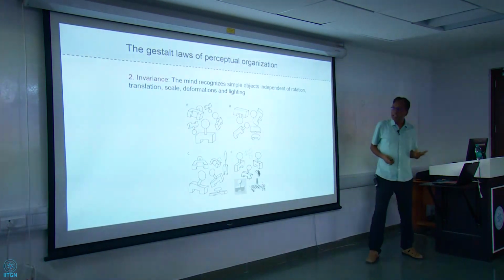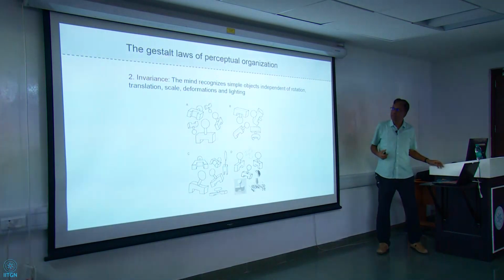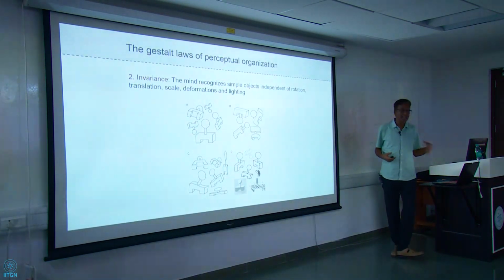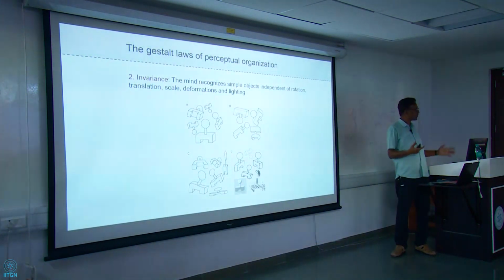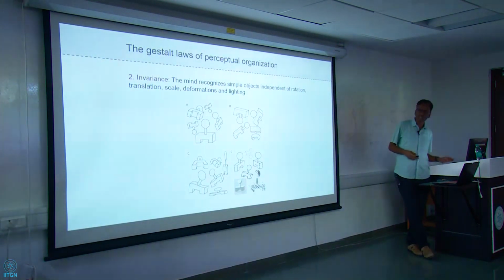Okay, the second one is invariance. The mind recognizes simple objects independent of rotation, translation, scale, deformation, etc. Right? No matter in what orientation, scale, or size it exists, we will recognize this.